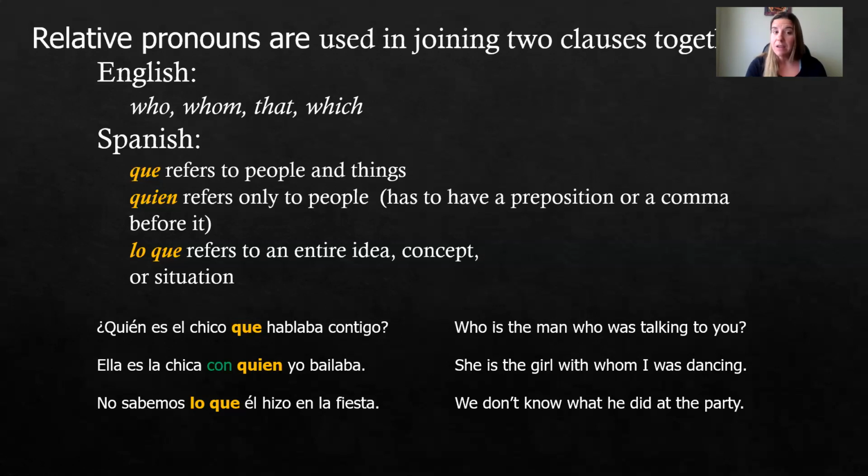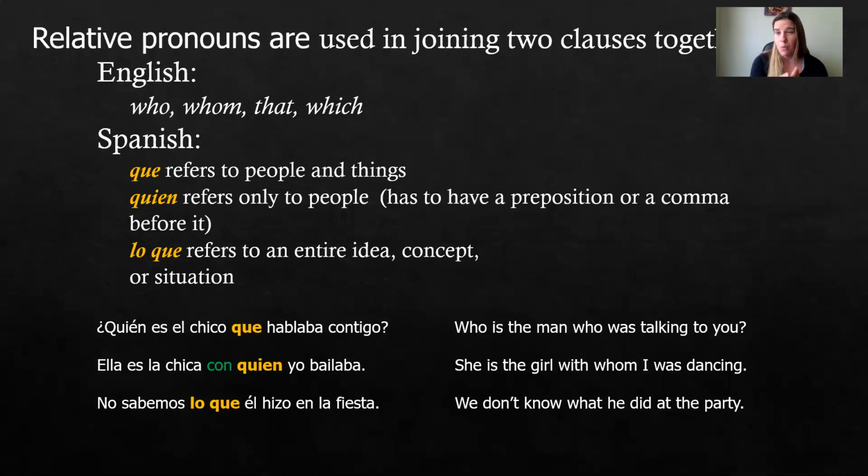We have que, which means that, and it can refer to people and things. Quien means who or whom, and it refers to only people. The thing about quien is that it has to have a preposition or a comma before it.